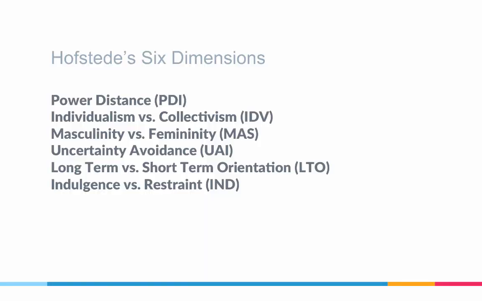In this video, we reviewed Hofstede's 6 dimensions of culture. Those are power distance, individualism versus collectivism, masculinity versus femininity, uncertainty avoidance, long-term versus short-term orientation, and indulgence versus restraint.